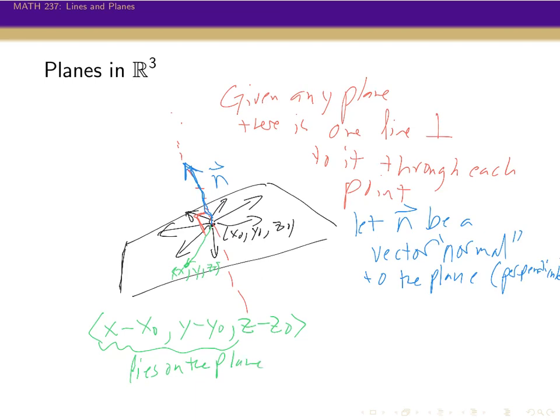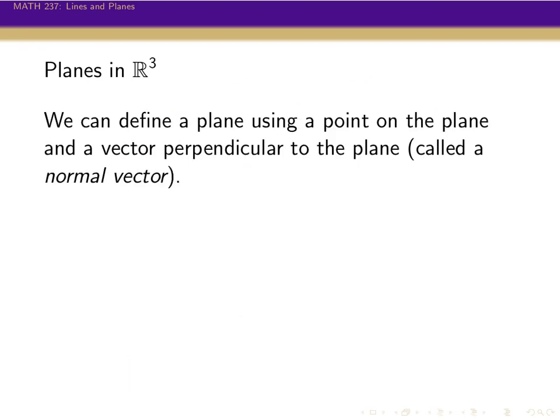Well, if it's lying on the plane, then it's going to be perpendicular to n. And so if we let n be ABC, what's our trick to find if two vectors are perpendicular to each other? Well, that means if we take the dot product between the two, we're going to end up with 0. So if we dot x minus x naught, y minus y naught, z minus z naught with ABC, we're going to end up with 0. And so that gives us what's called the point normal vector of the plane.